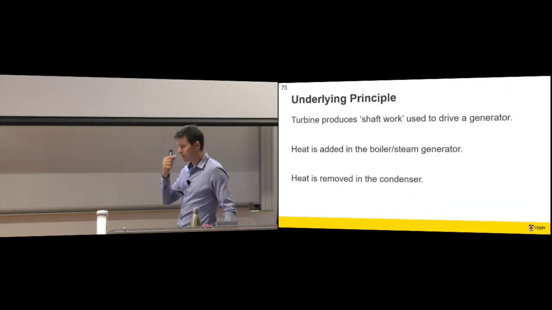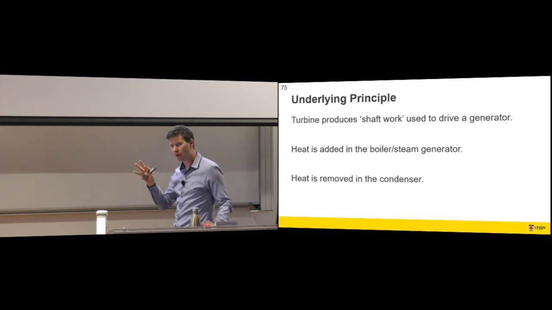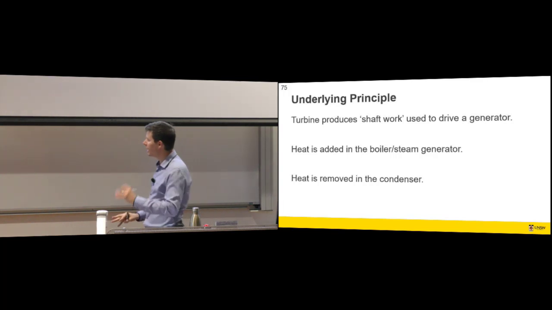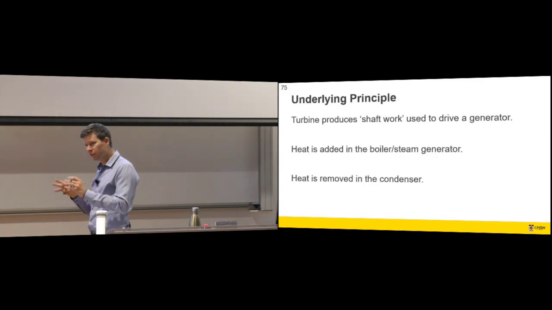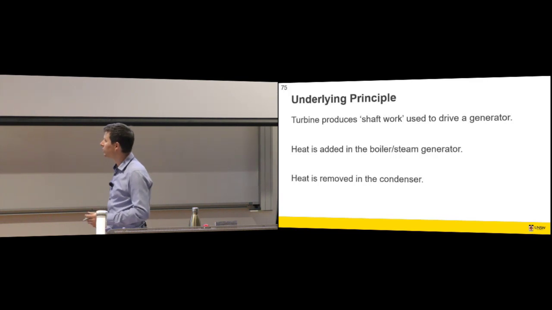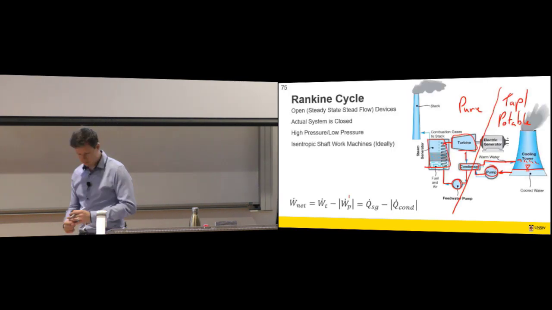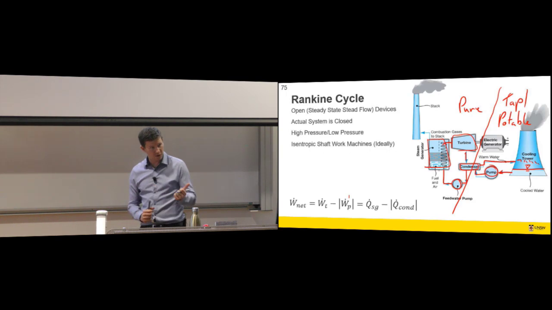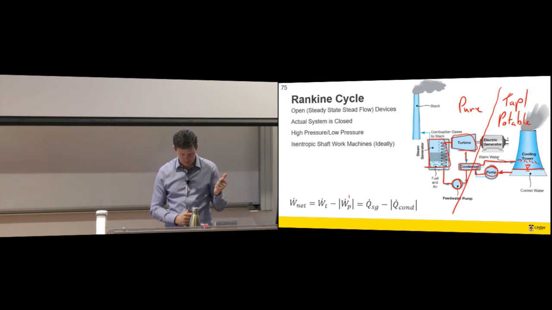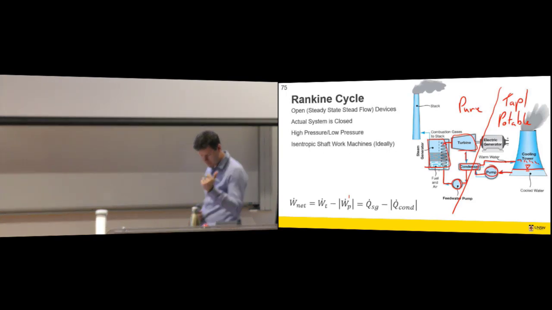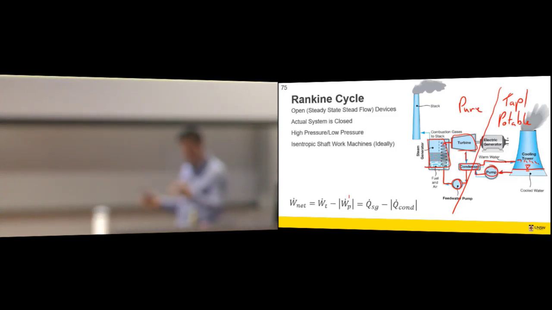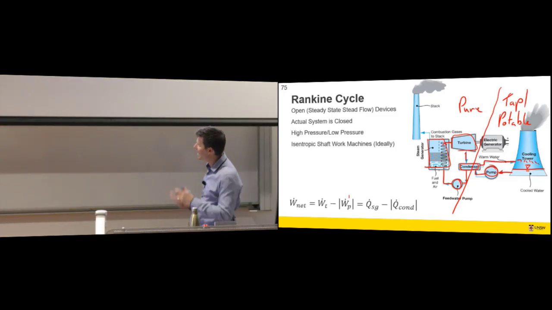The turbine's producing work, that's driving a generator. Heat's added in the boiler, and heat's removed in the condenser. So they're our main work and heat processes. You're also putting a little bit of work into the pump as well. All the devices are steady state open flow. Steady state, yeah, open devices. The system is actually closed. It's not modeled as a closed system. It's actually closed.